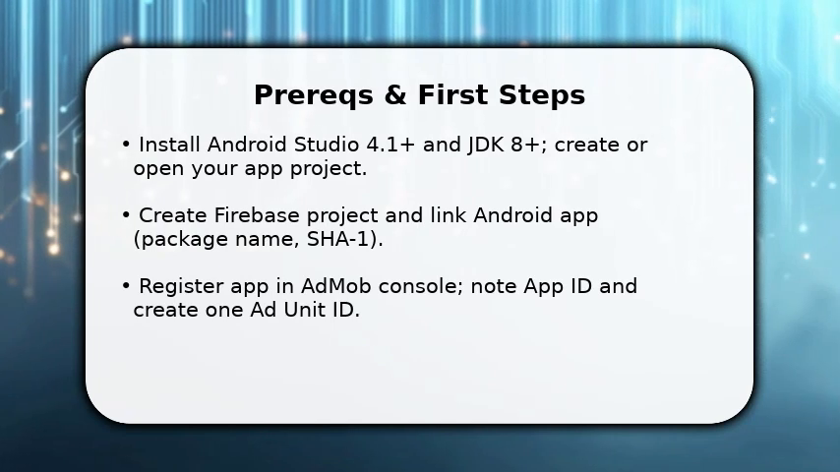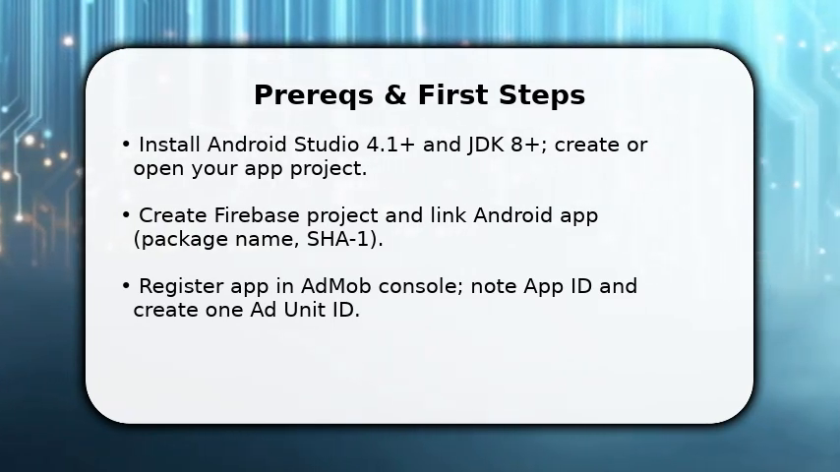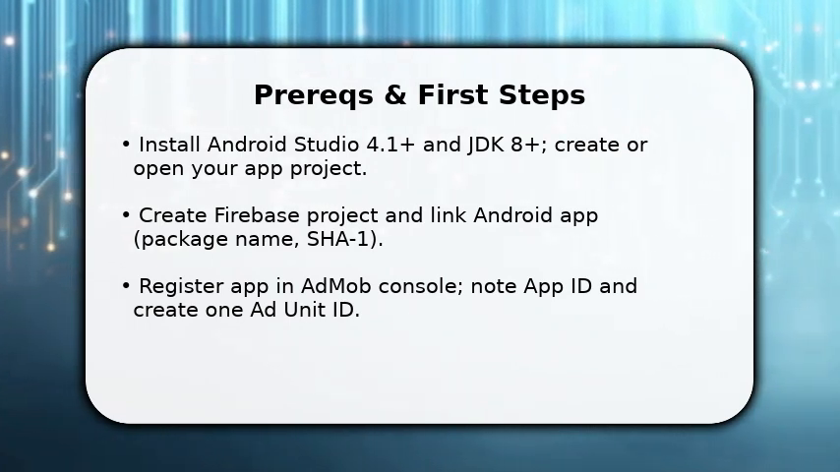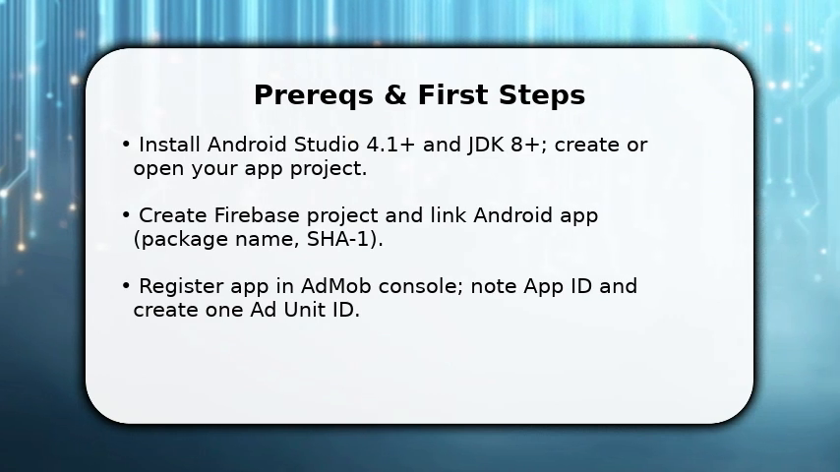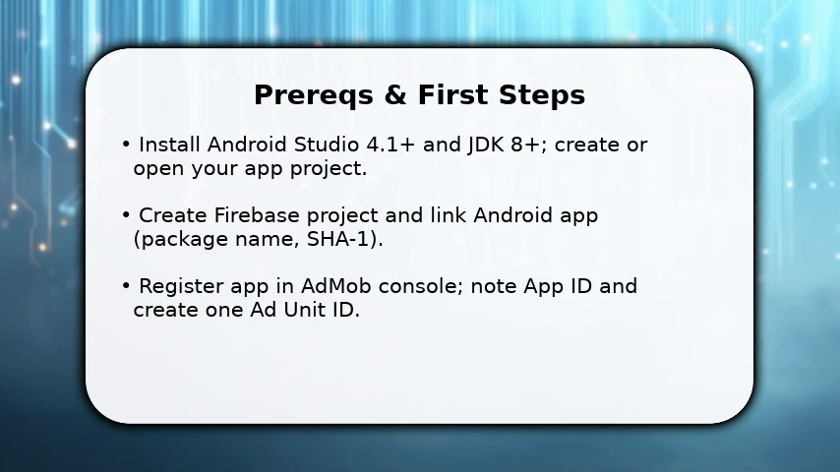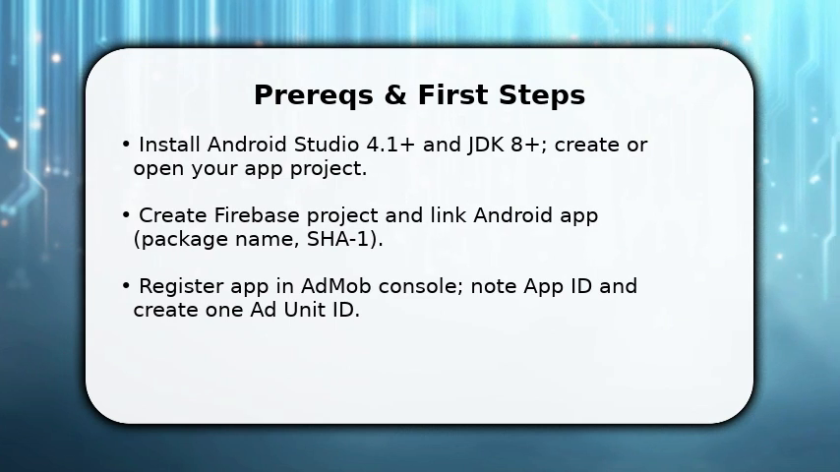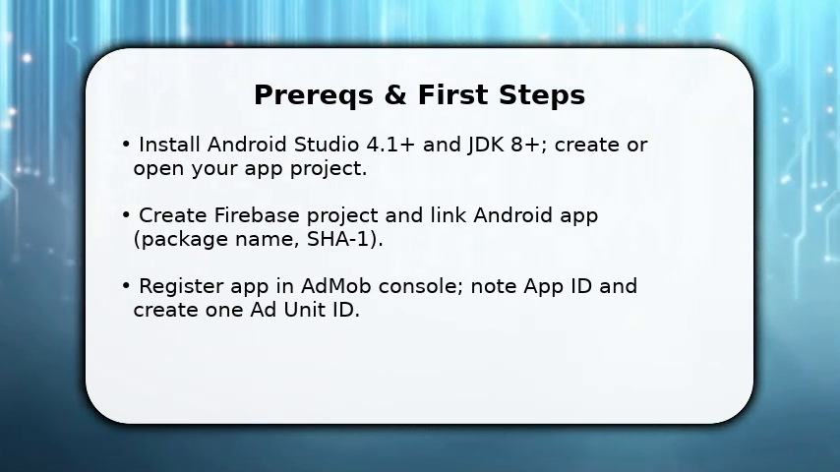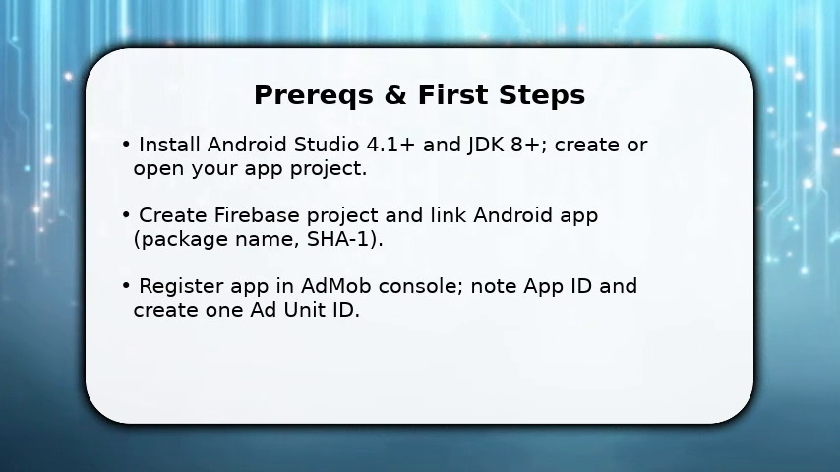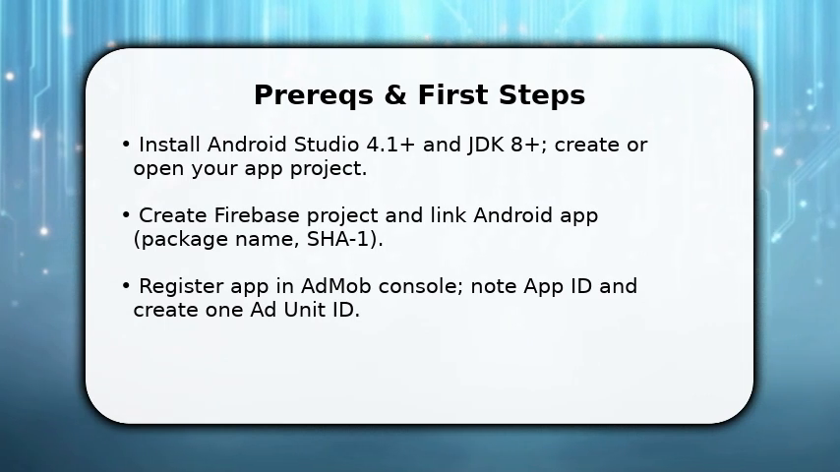You start by confirming the prerequisites and taking the first actionable steps. Open Android Studio and ensure your project uses a matching package name, then create a Firebase project and register your Android app so Firebase can manage config. Once done, go to the AdMob console and register the same app, creating at least one ad unit to get an app ID and ad unit ID. Make sure to copy the app ID. You will paste it into AndroidManifest.xml in the next step.